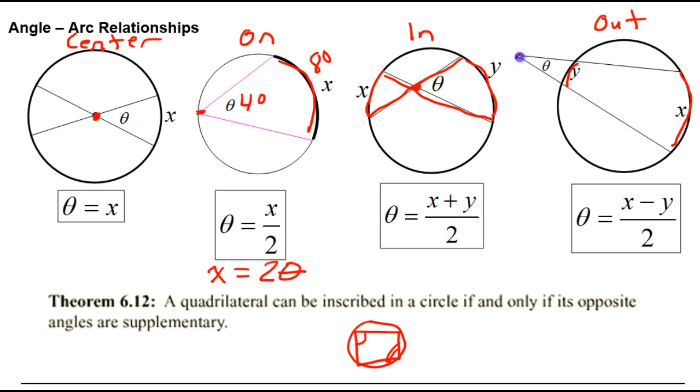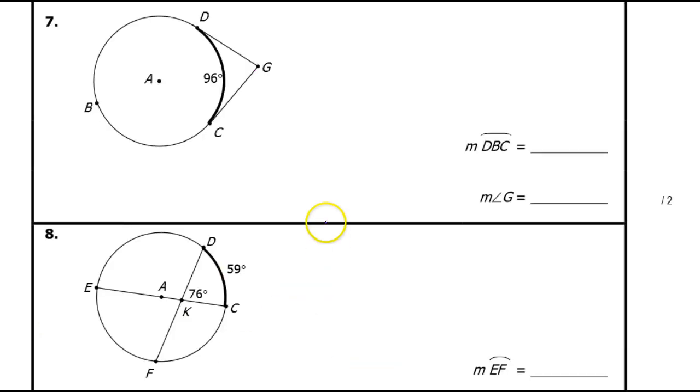And finally, if the vertex is outside the circle, again, we have the two arcs. It has to be the two arcs inside the angle. And the angle will equal the big arc minus the small arc divided by 2. Also, if you have a quadrilateral inscribed in a circle with all the corners touching, the opposite angles are supplementary. So they have to add up to 180. Keep that in mind going forward.